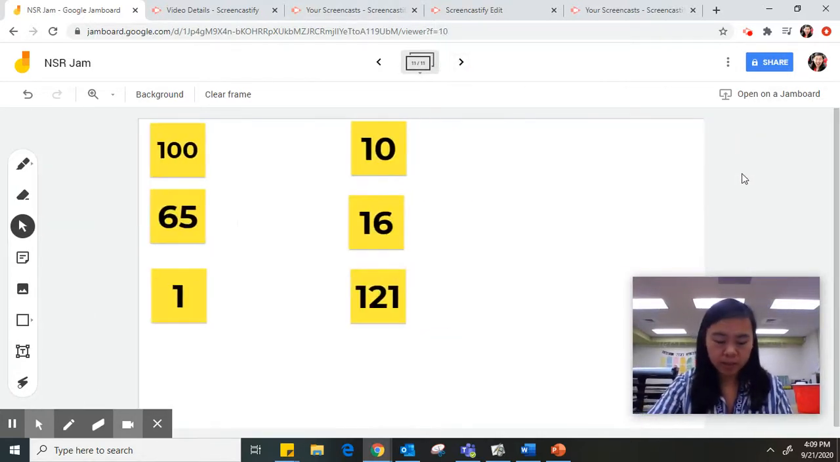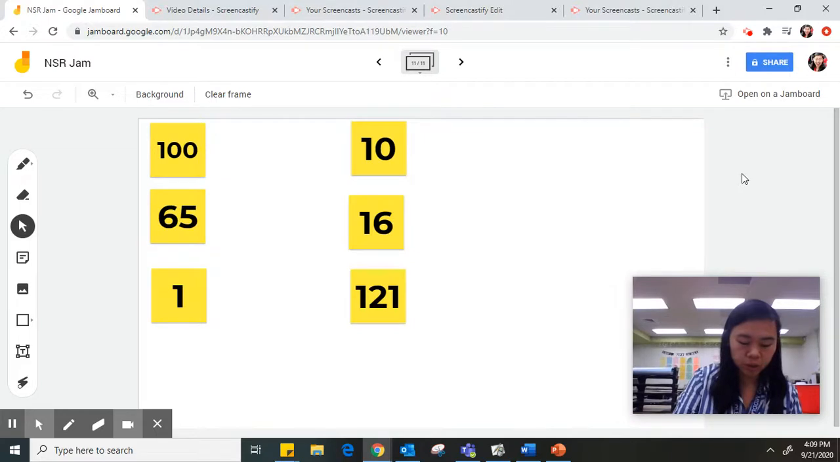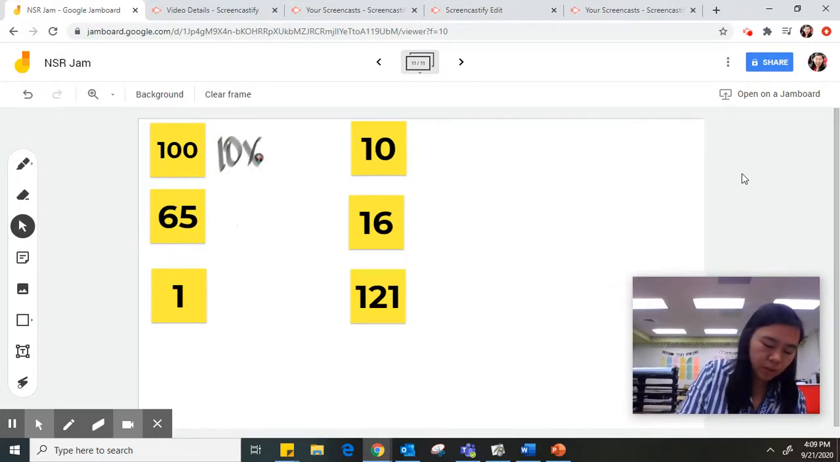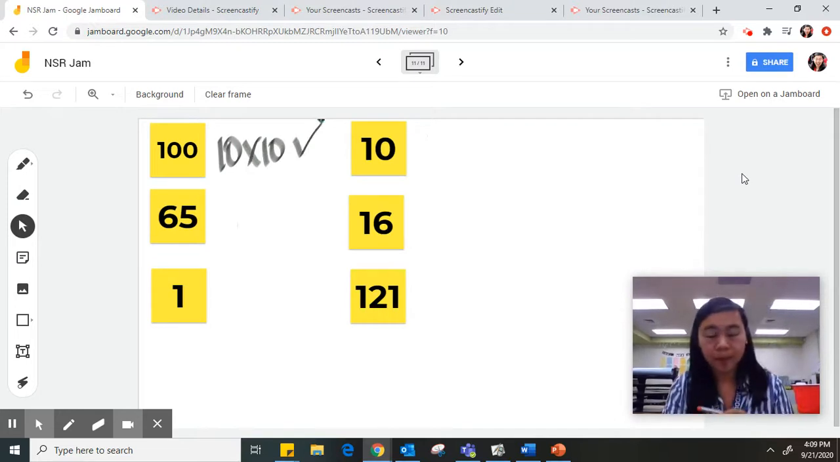Another possible question is, looking at all these numbers, which ones are perfect squares and which ones aren't? All right, so we just went over this 100. What times itself gives you 100? 10 times 10, so that one is a perfect square. That one looks good. Now 10 is a great number, right? It looks really good, looks really promising. Is it a perfect square?